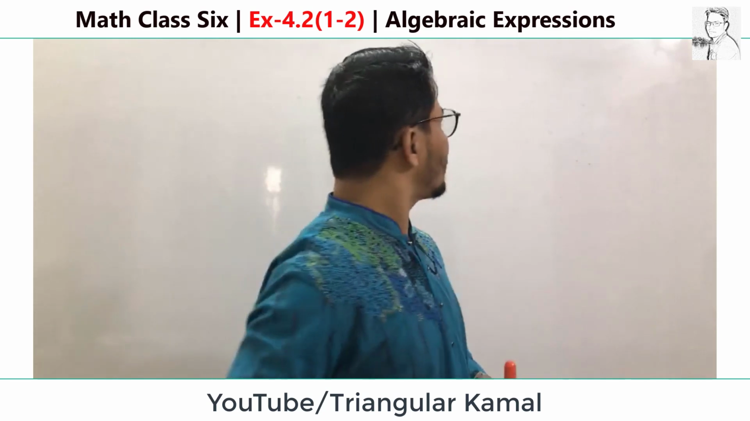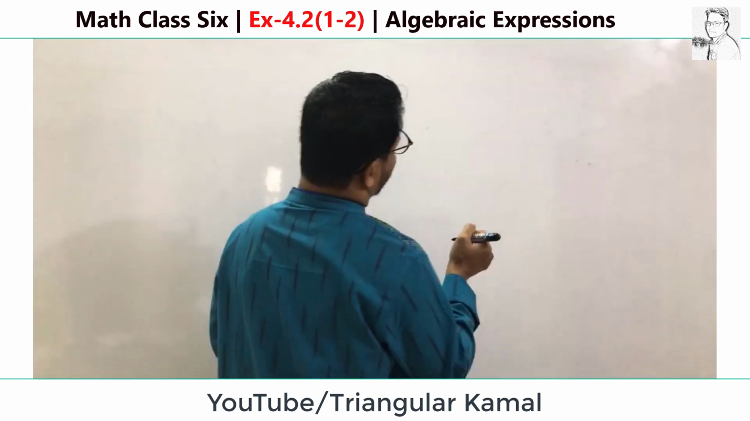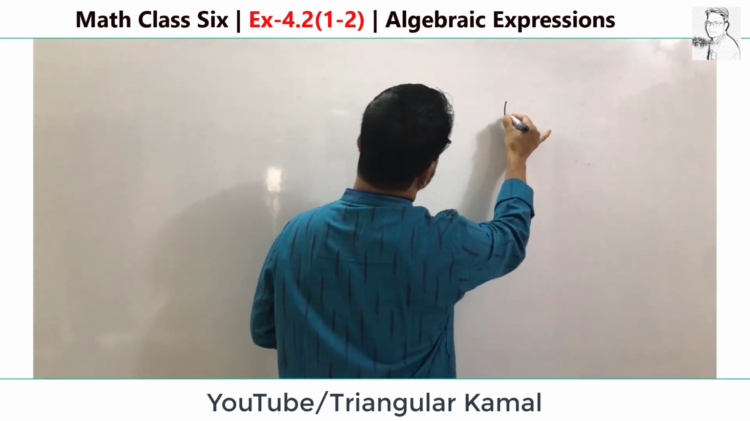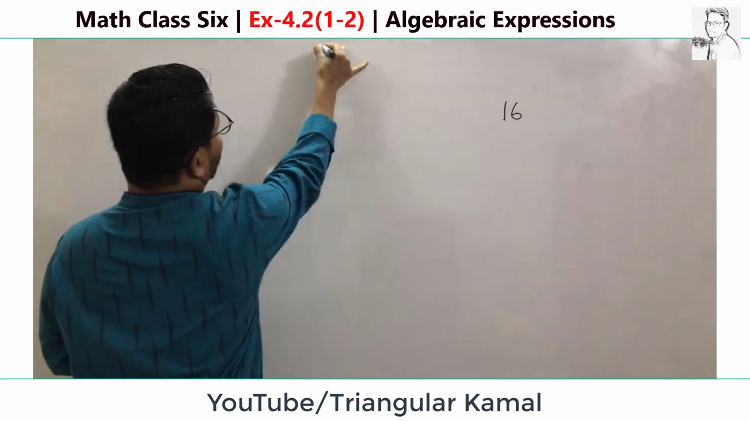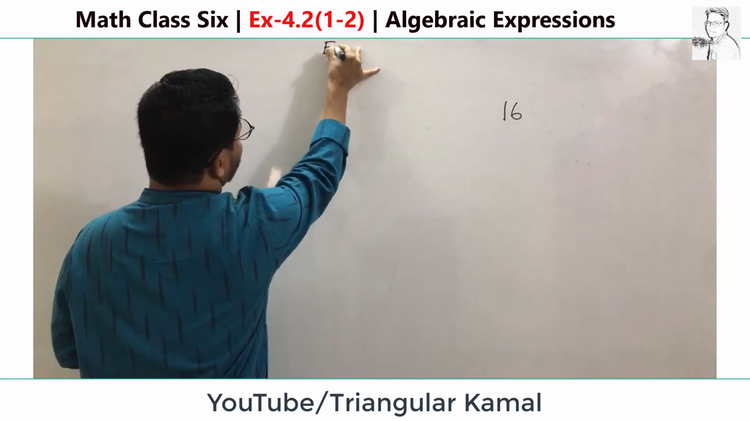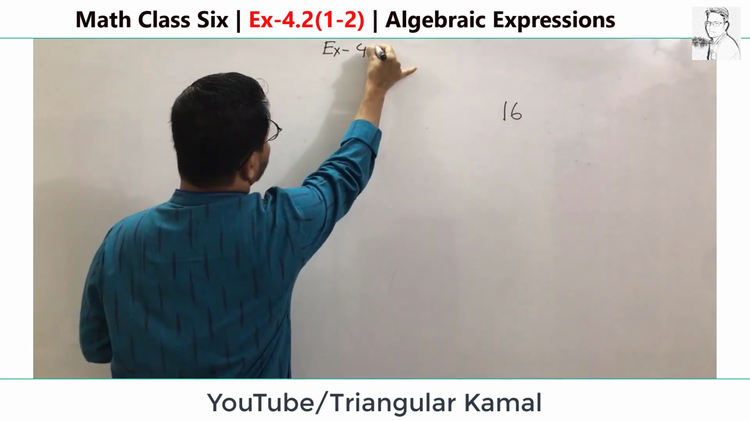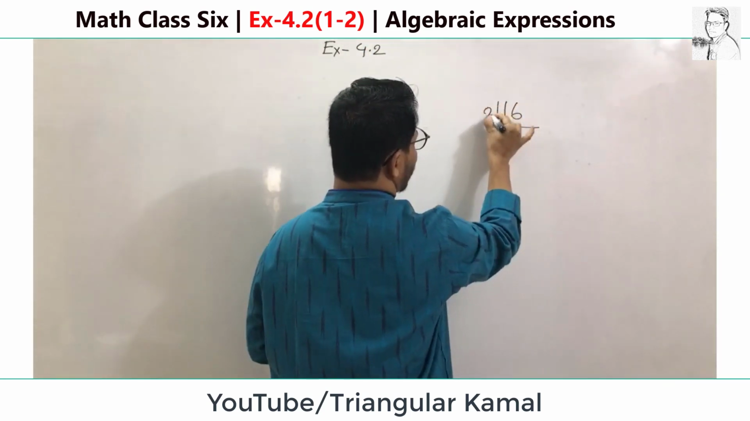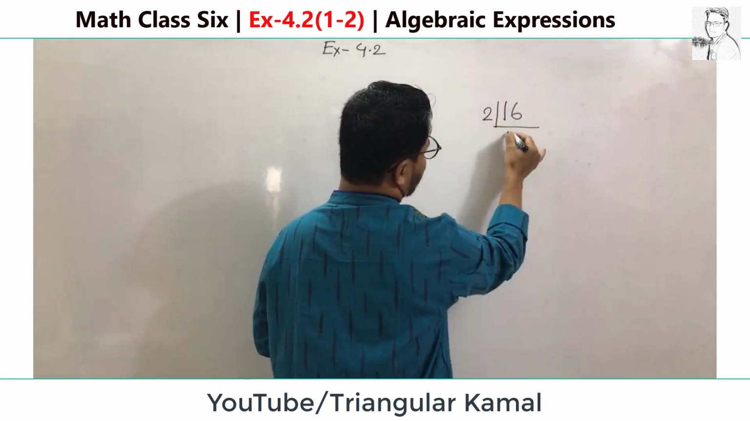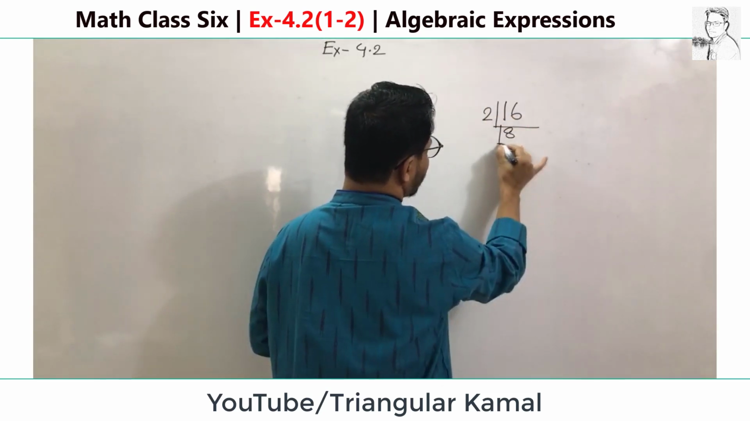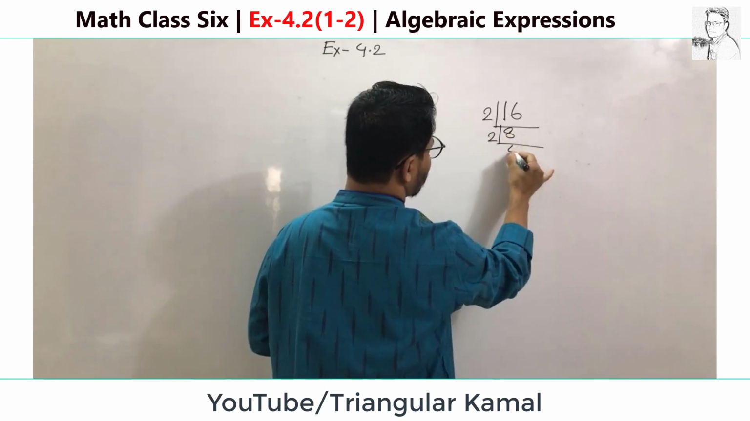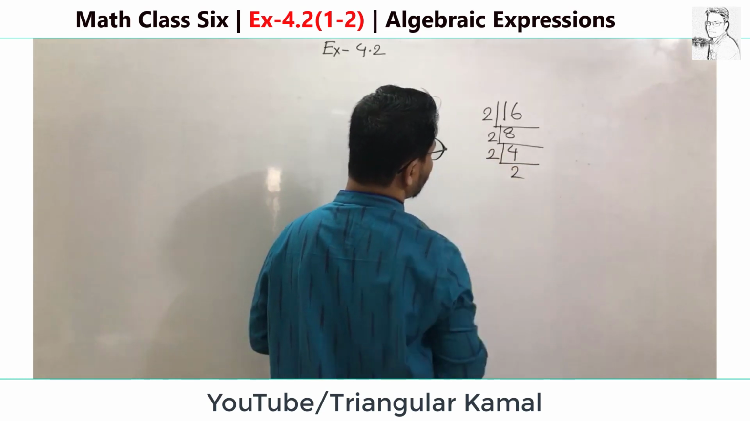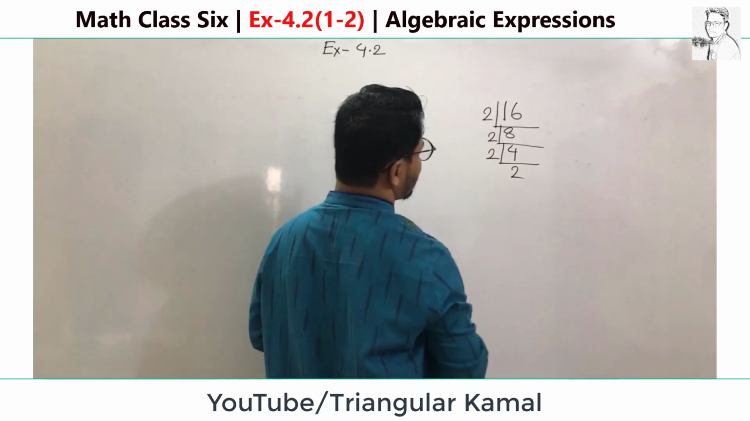Okay, dear students, first give attention. This is a number like 16. Suppose this is the number. Content is exercise 4.2. The 16, if we find the LCM, 16 divided by 2, this one will be 8. Then 8 divided by 2, this one will be 4. And 4 divided by 2, this one will be 2. And so 2 is the last smallest number.